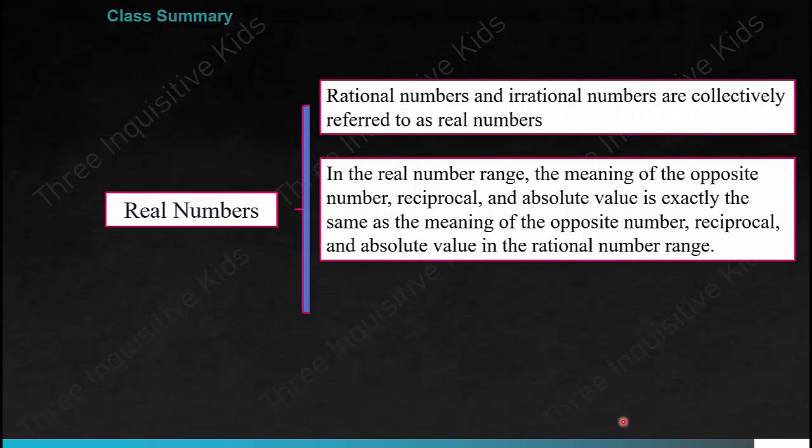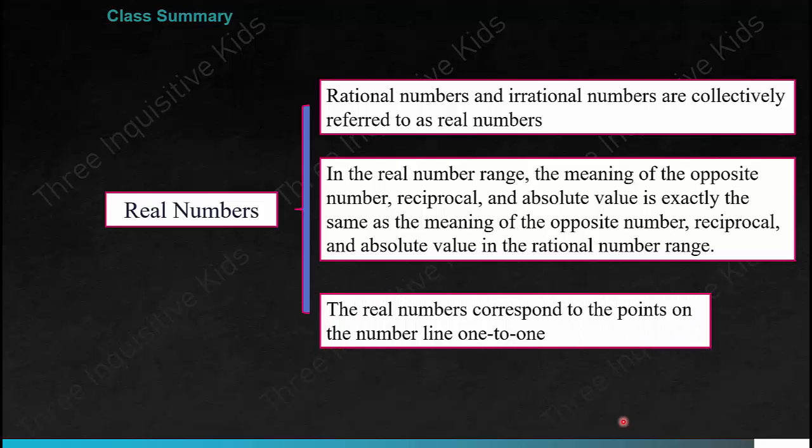Class summary. In real numbers, we learn that the rational numbers and irrational numbers are collectively referred to as real numbers. In the real number range, the meaning of the opposite number, reciprocal, and absolute value is exactly the same as the meaning of the opposite number, reciprocal, and absolute value in the rational number range. And the real numbers correspond to points on the number line one to one. So each real number has a point on the number line.